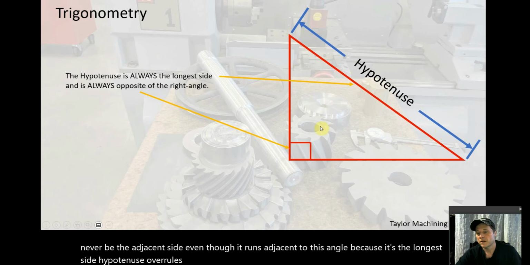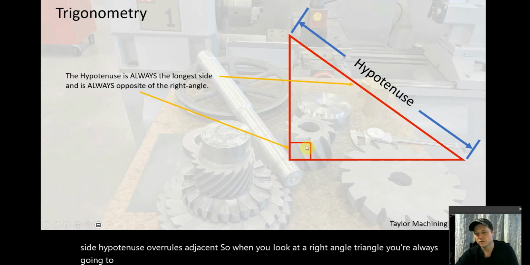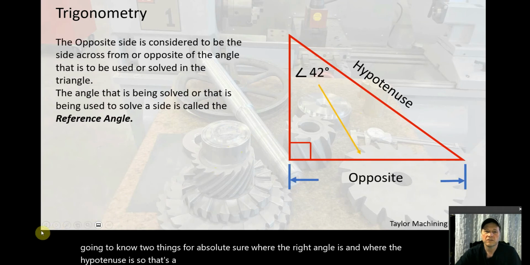So when you look at a right angle triangle, you're always going to know two things for absolute sure: where the right angle is and where the hypotenuse is. So that's a good place for us to start.